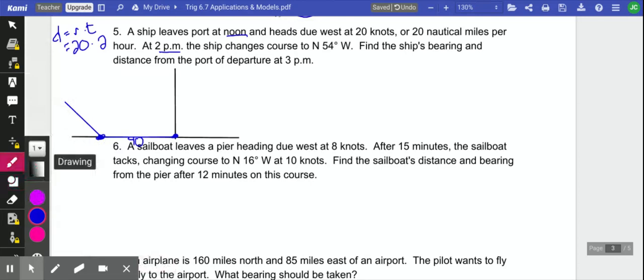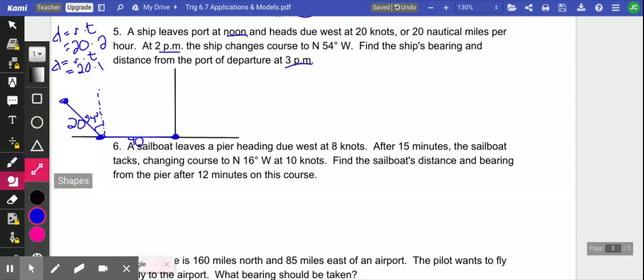And let me draw that in there a little bit better. So from the north, we've got this 54-degree angle. Now it's on that heading for another hour until 3 p.m. So again, if we do another distance equals rate times time, it's going 20 knots for an hour. So this leg is 20. And what we are supposed to find is the ship's bearing and distance from point of departure at 3 p.m. So from where it started to where it ended. So let me just draw that in here. That's what we're trying to find, that distance.